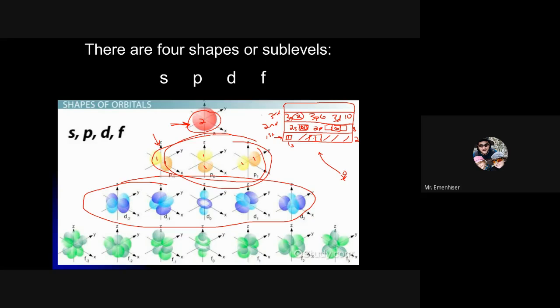So how many total electrons in that third level? 2 for the 3S, 6 for the 3P, and 10 for the 3D. So that makes 18 total. All right, and then the fourth shell, you will have the 4S, the 4P, the 4D, and the 4F, and that'll fit 32 students.